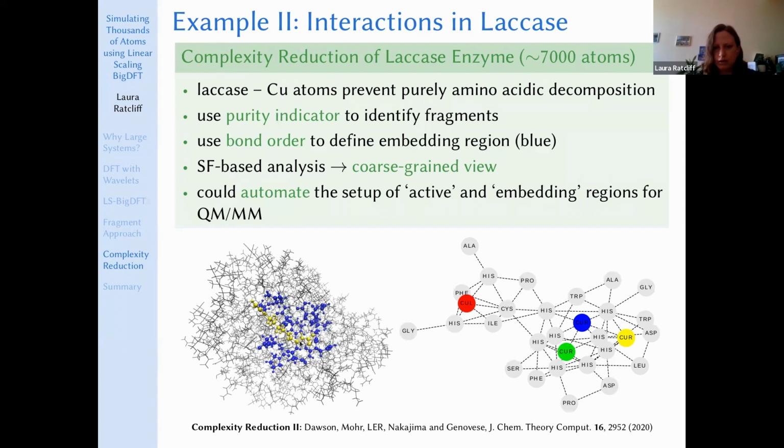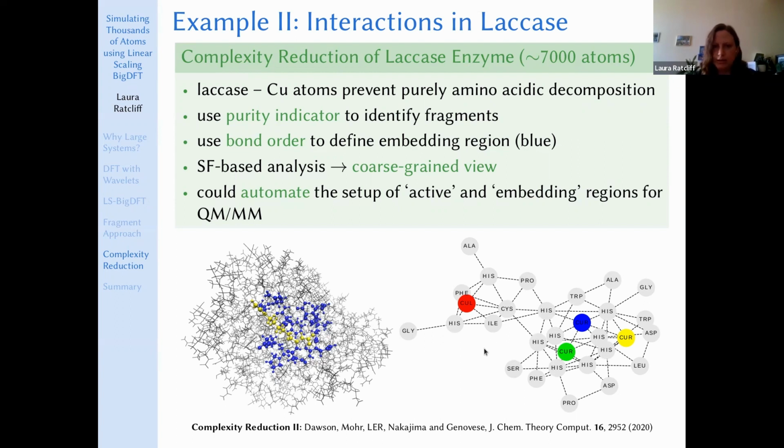This yellow region is our fragment of interest that contains the active site. And then we also use this fragment bond order to define an embedding region. These are the blue atoms. By combining these things, we were able to generate a graph network showing the interactions between the different fragments. And this gives us a coarse-grained view of the system.